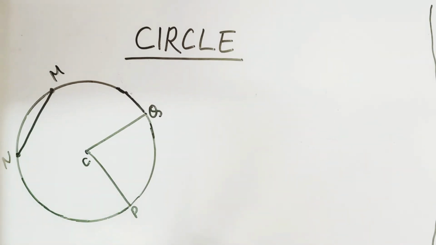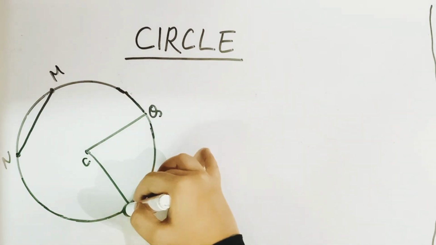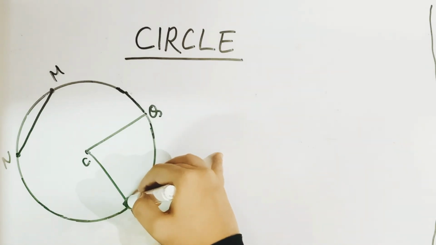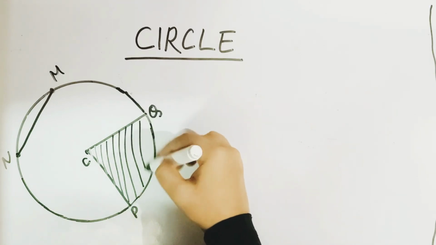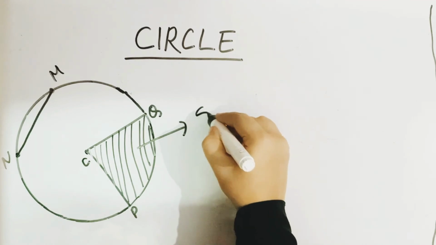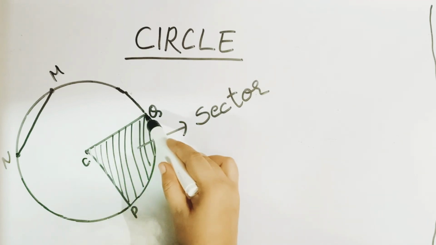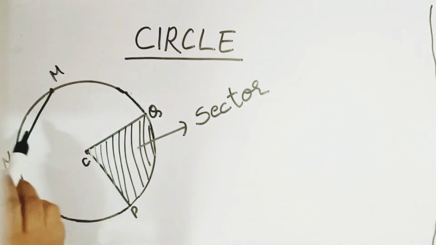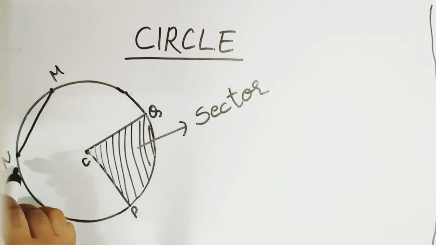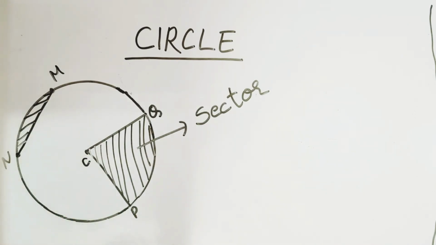Now what are these interior parts of a circle called? The area between two radii and an arc is called a sector. This whole area is called a sector. The area that is covered by two radii and an arc is called a sector, and the area that is covered by an arc and a chord, that is this area, is called a segment.